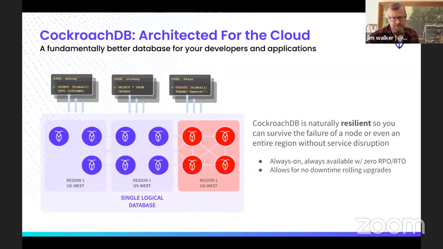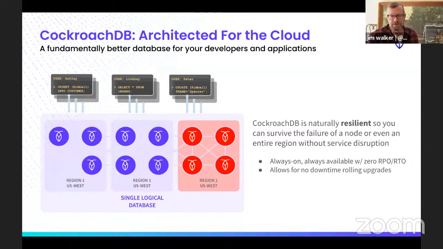Cockroach is also naturally resilient. If a node fails, a rack, a server, an entire AZ, an entire region, an entire Kubernetes cluster, it's resilient enough. And depending on how you place that data in the cluster, you can survive that failure without any impact to your transactional load. So all reads and writes are still being serviced, and whatever your SLA is, whatever your P99 latency you're looking for, is it 10 milliseconds? Is it 50 milliseconds?